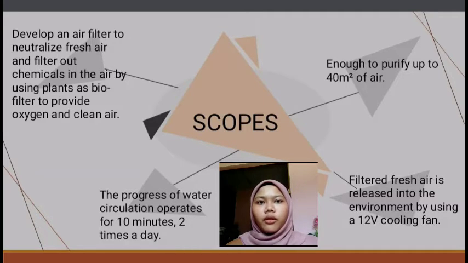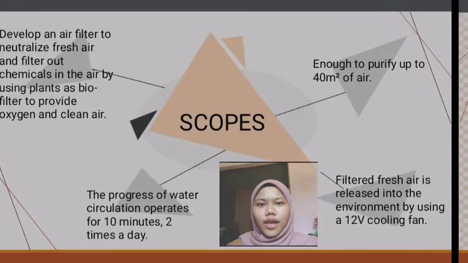The maximum weight for the casing and tank is 20 kg with water, while the weight for the casing and tank without water is 10 kg. A fan is a powered machine used to create flow to transfer oxygen and fresh air back to the environment. A fan consists of a rotating arrangement of vanes or blades which act on the air. Filtered fresh air is released into the environment by using a 24-volt cooling fan.